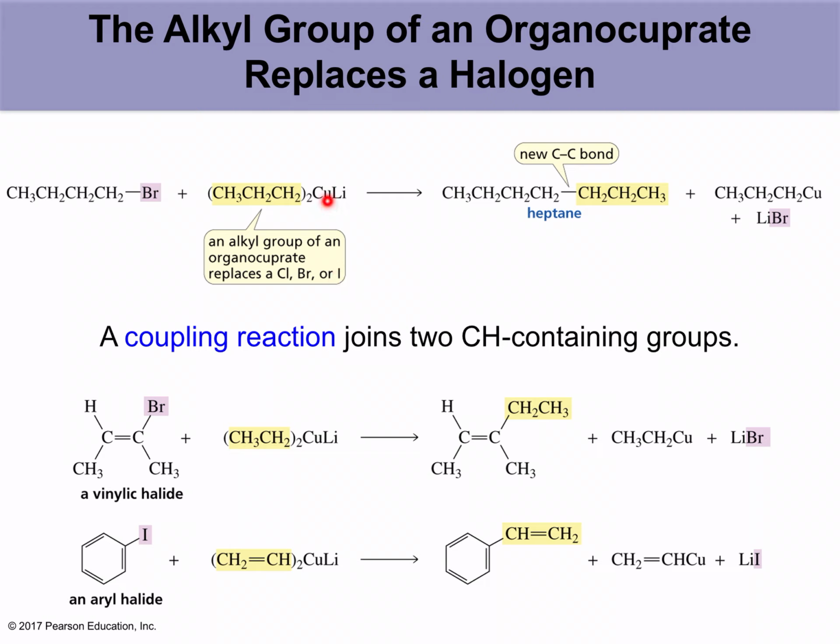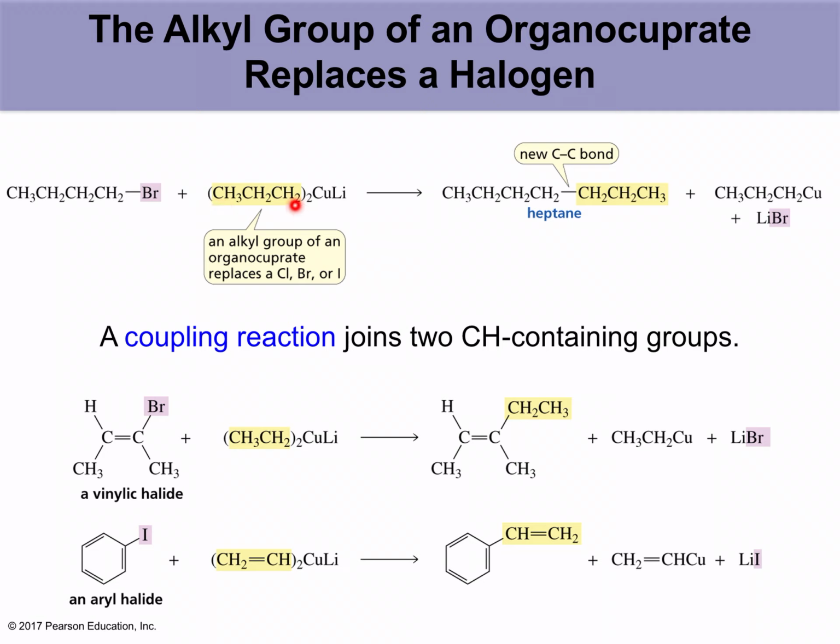Now again, copper is a metal, and then this is a carbon chain. So who is going to be more electronegative? The carbon is going to be more electronegative. Now you have a halogen here. The alkyl group of an organocuprate replaces a chloride, bromide, or iodide. So one of these groups goes and attacks the carbon and then leaves bromine.